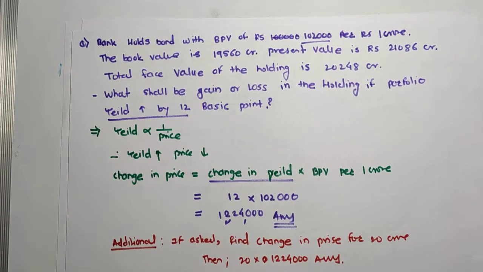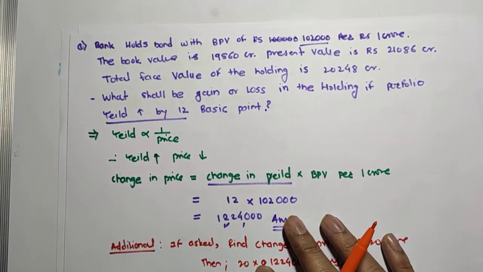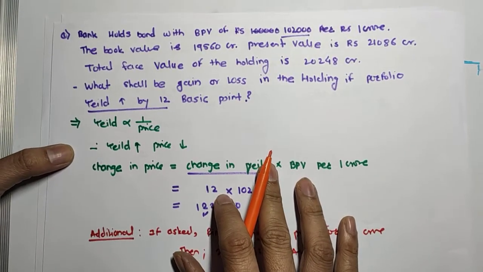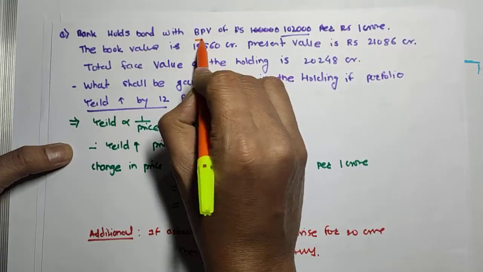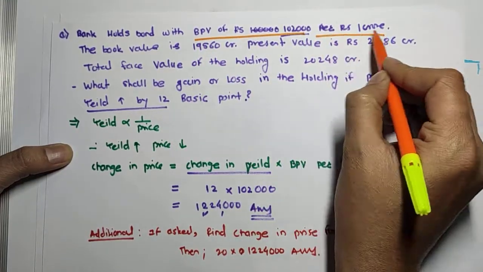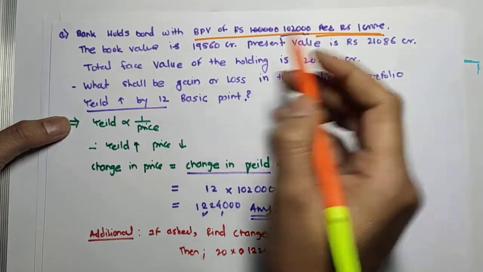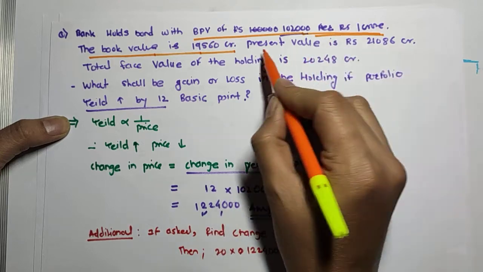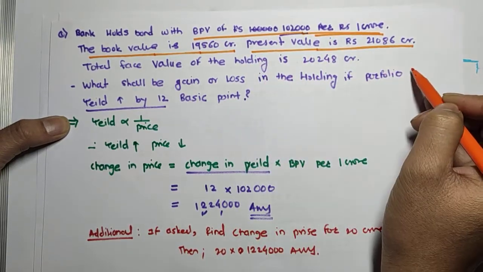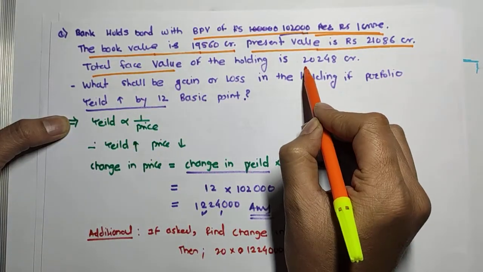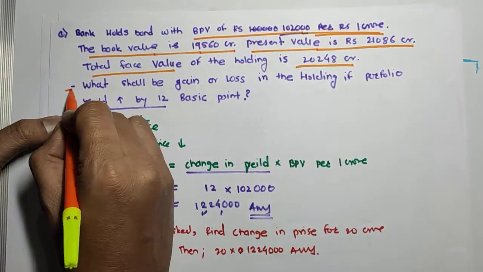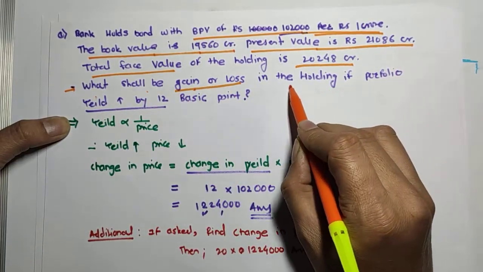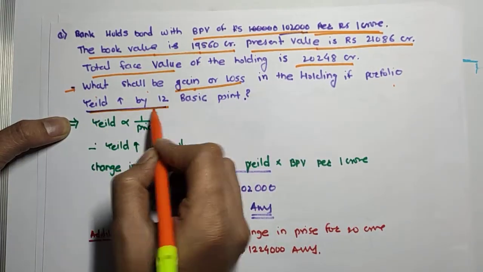See friends, this type of numerical 100% they are asking in the examination. See, a bank holds a bond with BPV of 1,02,000 per 1,000 crore. The book value is 19560 crore. Present value is 21086 crore. Total face value of the holding is 20248 crore. So what they are asking, what shall be the gain or loss in the holding if portfolio yield increased by 12 basis point?